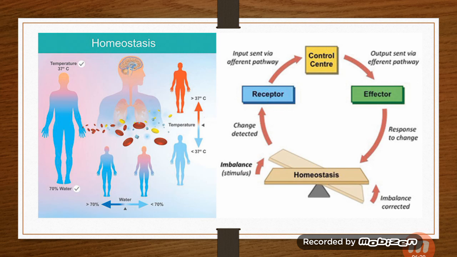So let's take a closer look at homeostasis in action. First, a stimulus produces change in the variable, causing an imbalance. Second, a receptor detects the change. Third, the receptor sends information to the control center. Fourth, the control center sends signals to an effector. And finally, the response by the effector controls the imbalance, bringing the body back to its norm.